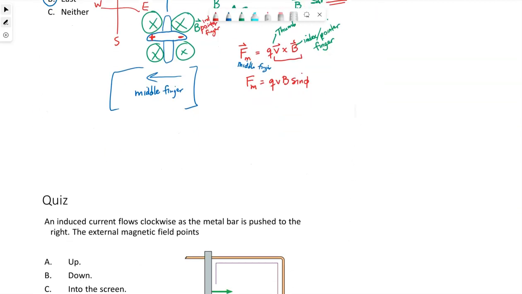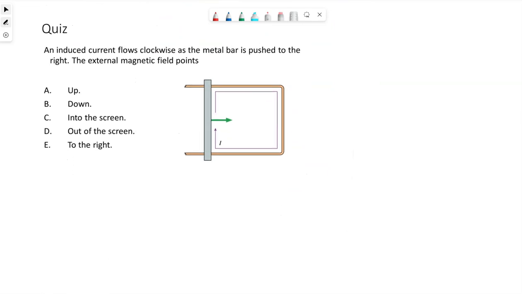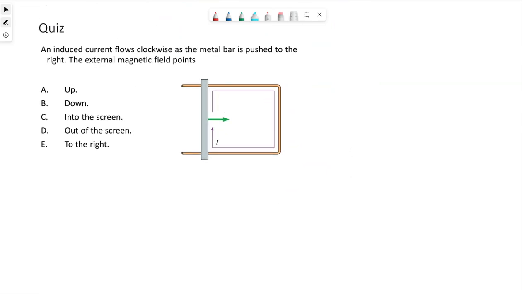All right, one more question. What do you think about this one? The correct answer here is C.